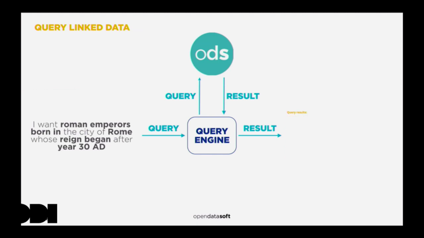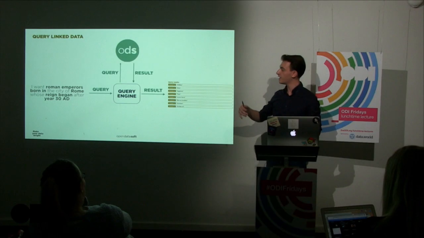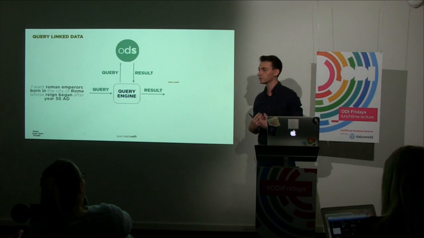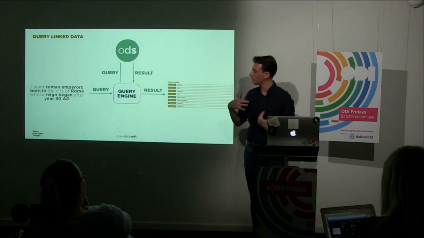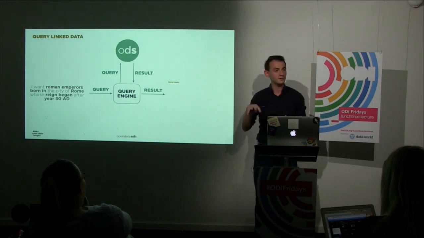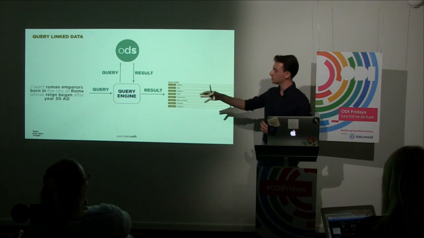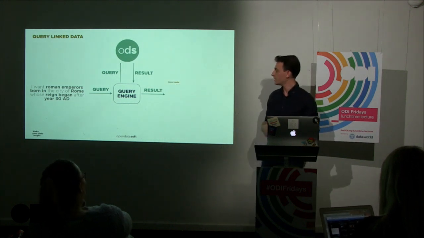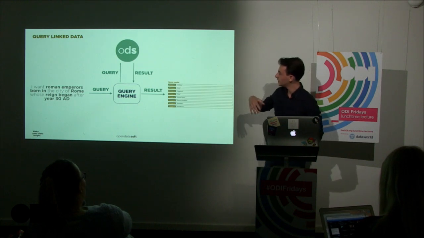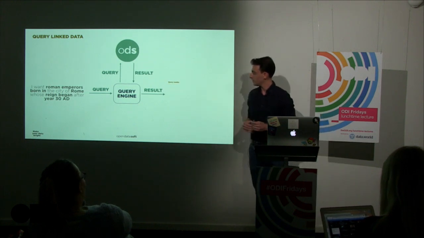Okay, so here I have an example of a query. I can ask it to get all Roman emperors, for example. I want all Roman emperors born in a specific city, and with a reign that began after a certain year. And I will retrieve the results in triples.